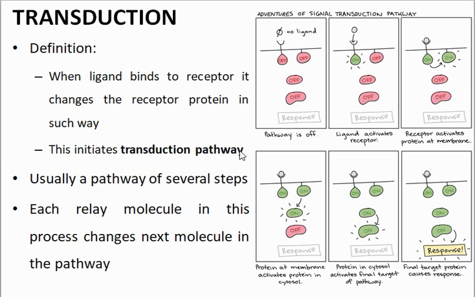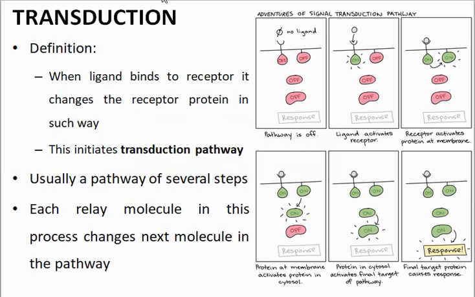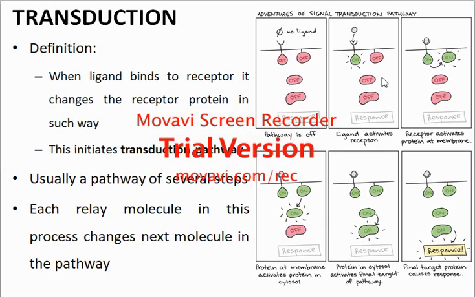Signal transduction is usually a pathway of several steps. Each relay molecule in the signal transduction pathway changes the next molecule in the pathway. For instance, the receptor may turn on another signaling molecule inside of the cell, which in turn activates its own target. This chain reaction can eventually lead to a change in a cell's behavior or characteristic, as shown in the diagram below.